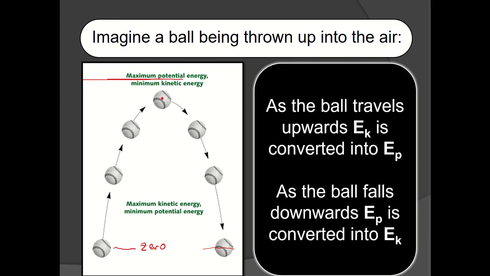Again, as the ball travels upwards, the kinetic energy is converted into potential energy. Again, we're neglecting any air resistance or friction that we have here. And as the ball falls downwards, the potential energy is converted into kinetic energy. So again, we're treating this as a closed system. So the total amount of energy that we have here remains constant. Any changes in kinetic and potential energy are just conversions. We're not losing or gaining any energy.